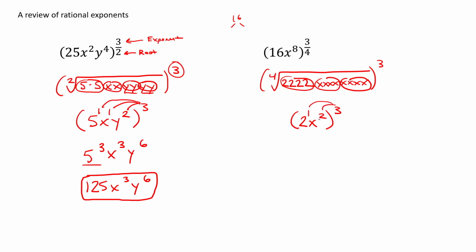That includes the 2. That gives me 2 to the third, x to the 6, and then 2 to the third power. Just make that into 8. Right, 2 times 2 times 2, and you're done.